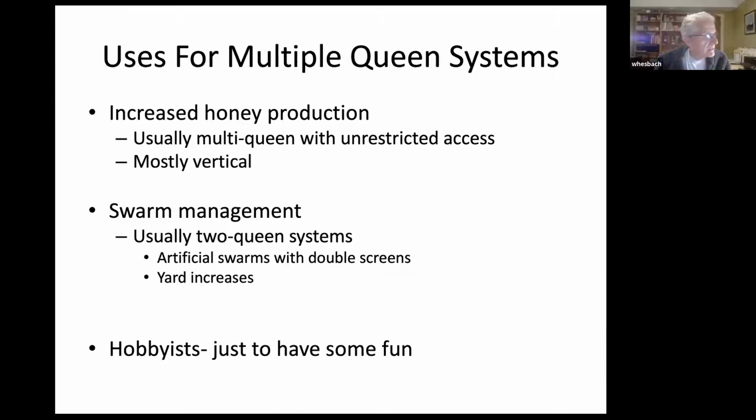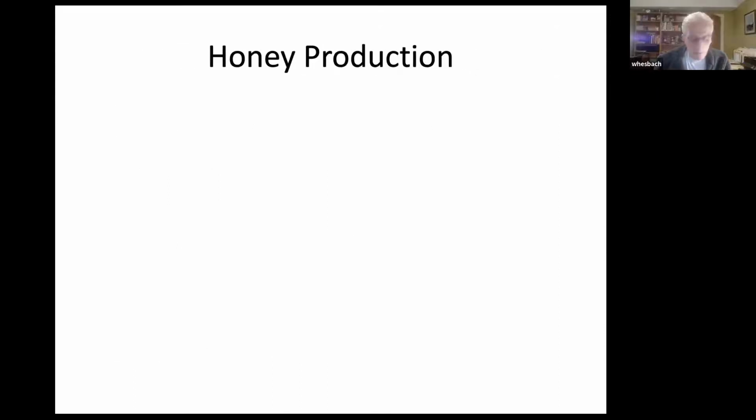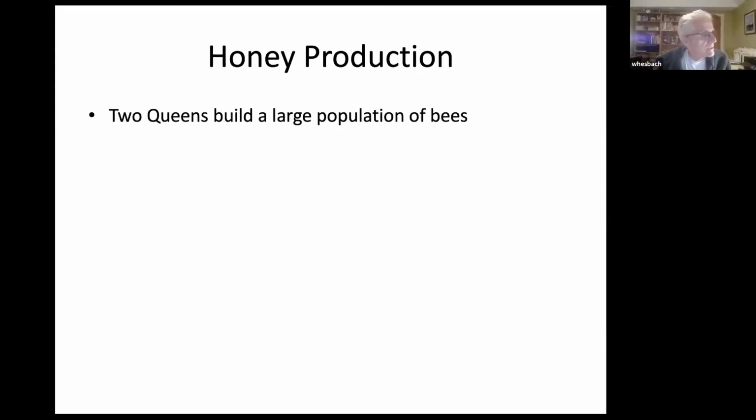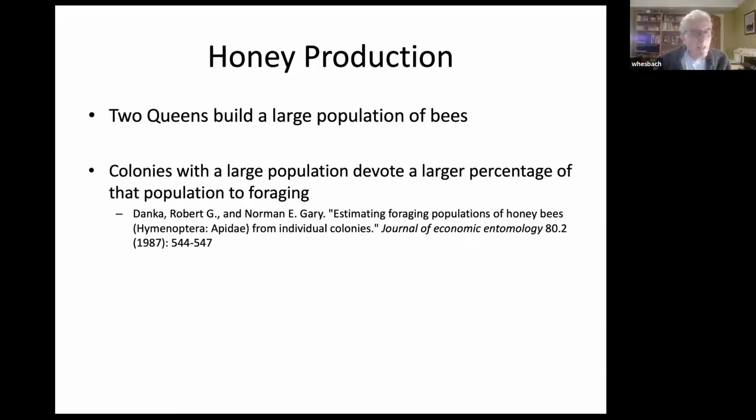So why is it that honey production is bigger with multiple queens? Because they have a large population of bees. And then this really interesting phenomenon occurs with large populations.